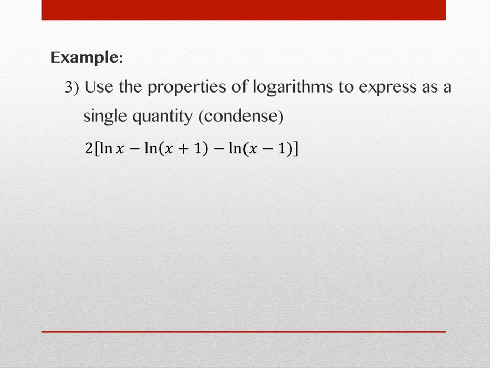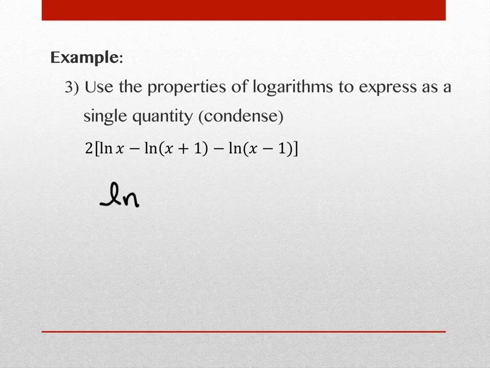So this one looks really ugly. I've got a 2 at the front. I've got natural log of x minus the natural log of x plus 1 minus the natural log of x minus 1. So there's a lot going on. The 2 at the beginning is the last thing we're going to deal with because it's on the very outside, so ignore him for now. We need to condense all these logs into a single log. Since they are all natural log, they all will be able to be condensed.